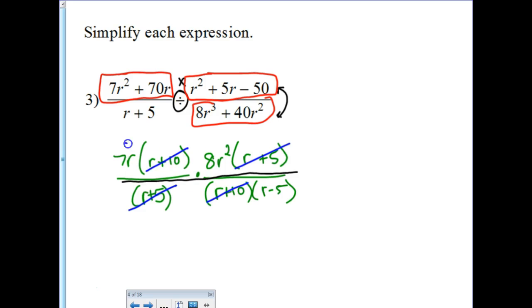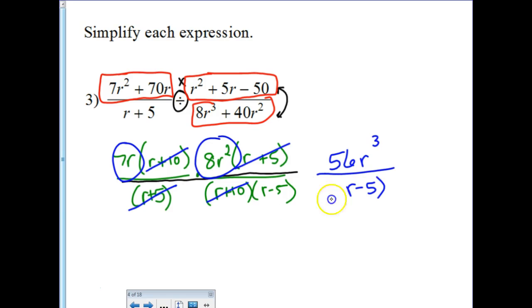So up in the numerator, you have a 7r times an 8r squared. You could literally write that down, but that's not quite simplified pre-calc. What is that? That'd be a 56r to the 3rd power. And then down in the denominator, you have an r minus 5. And again, r minus 5 is its own quantity. It's not going to cancel unless you see another r minus 5.